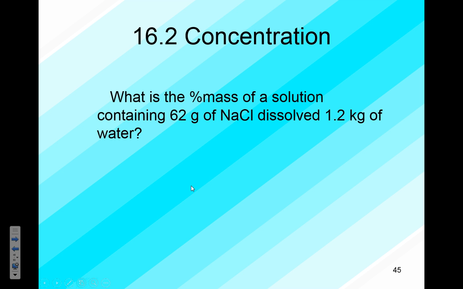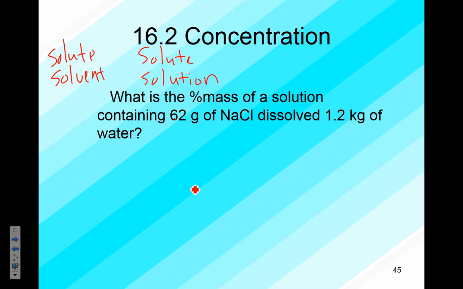So here's a typical percent by mass problem. What is the percent mass of a solution containing 62 grams of sodium chloride dissolved in 1.2 kilograms of water? Now, first thing we have to recognize is what are they giving us? Are they giving us the solute and the solvent? Or are they giving us the solution? A really, really important difference because that's going to completely change the maths.